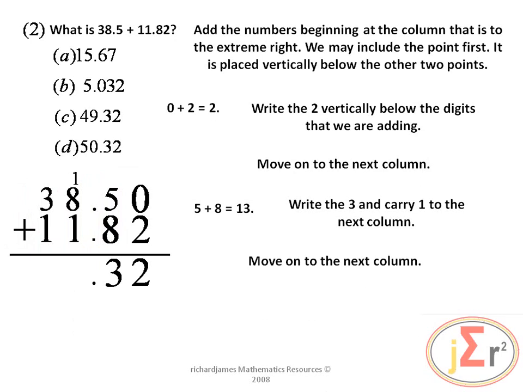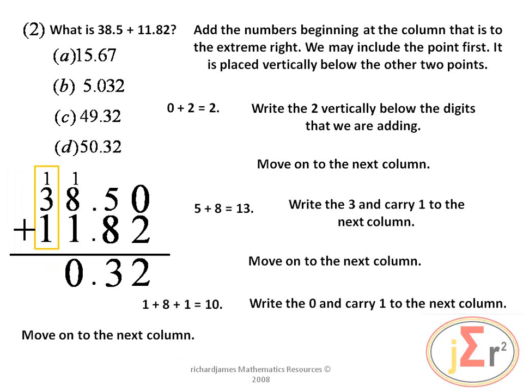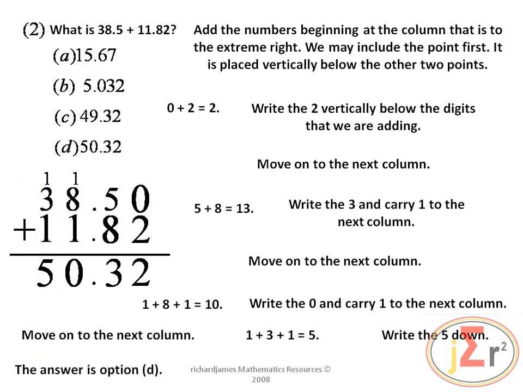Move on to the next column. So we have 1 plus 8 plus 1 is equal to 10. We are going to write that 0 and carry 1 to the next column. And of course, finally, we will add the digits in our final column, and we have 1 plus 3 plus 1 is equal to 5. So we'll write that 5 right there. The answer is option D.